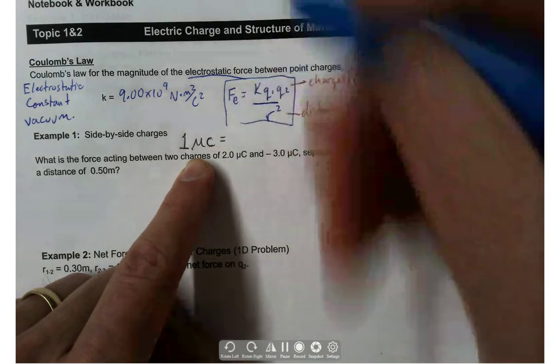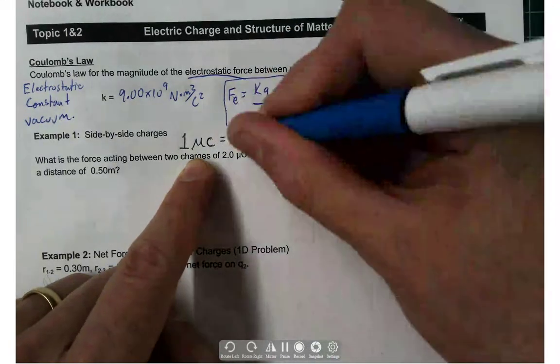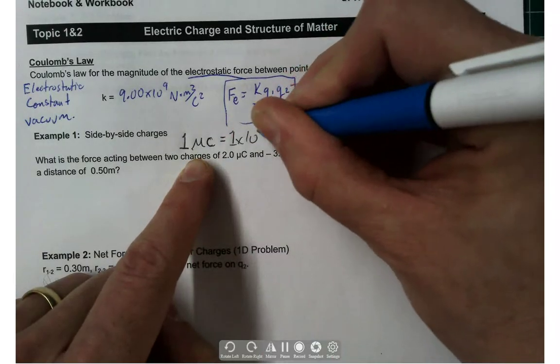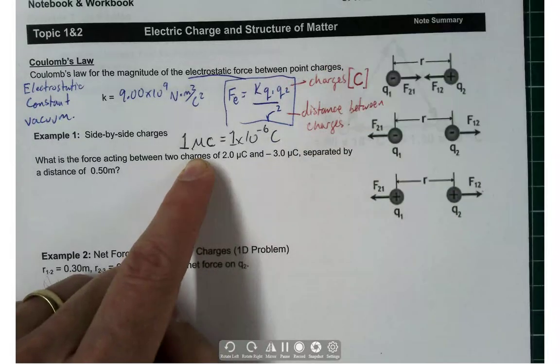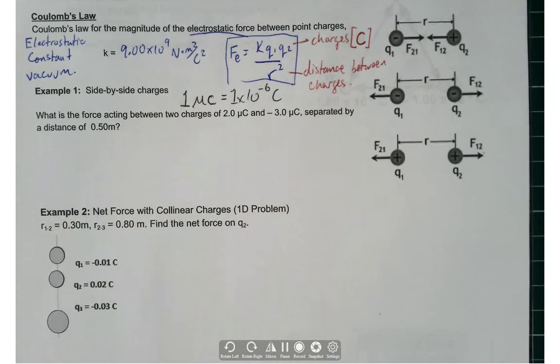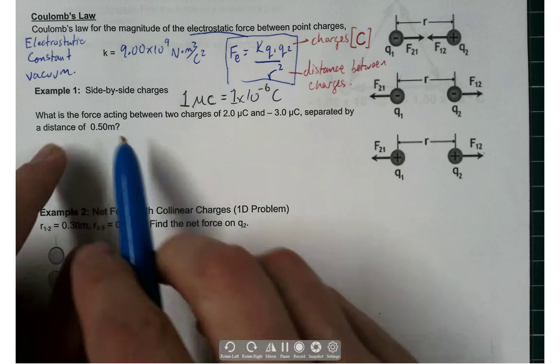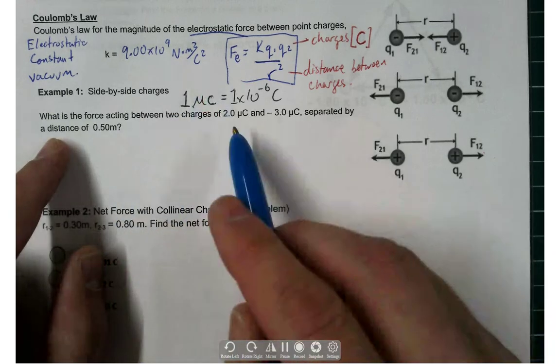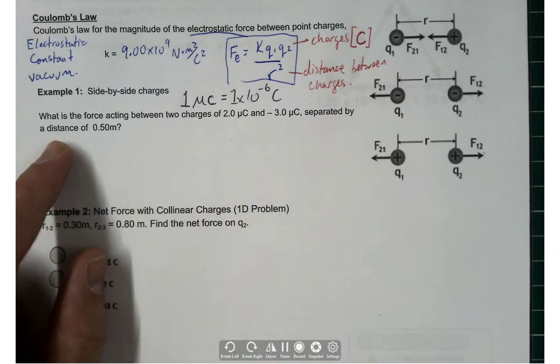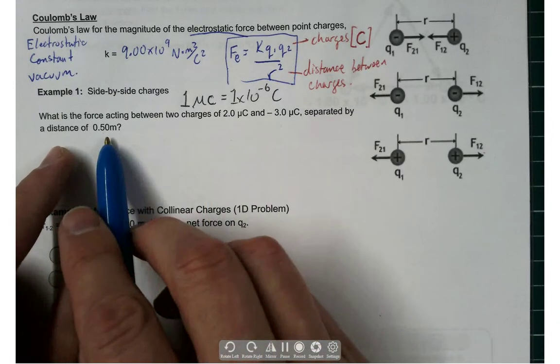But for now, we're just going to talk about the idea of a microcoulomb and recognize that the definition of one microcoulomb is 1 times 10 to the power of negative 6 coulombs, micro being the prefix for millionth. So 1/1,000,000th of a coulomb. That's important right away because I want this to be realistic. So I've got the force between two charges, one of which is 2 microcoulombs and the other of which is negative 3 microcoulombs, and they're separated by half a meter, 0.50 meters.